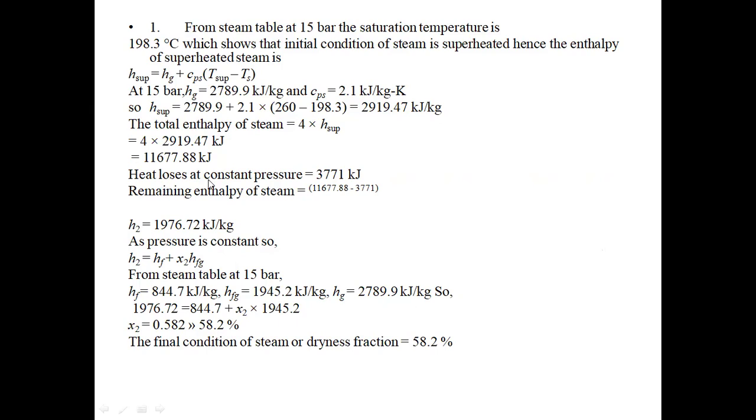For 4 kg, 4 into H superheated gives the total enthalpy of steam. With heat loss at constant pressure of 3771 kilojoule, the remaining enthalpy of steam is 1976.72. As pressure is constant, H2 is equal to HF plus X2 HFG. You find the drainage fraction is 58.2%. Of the total 100%, you have 51.8% water, and the remaining is in superheated form of steam. You find this using the formula and steam table.